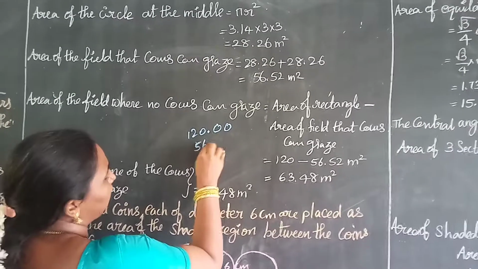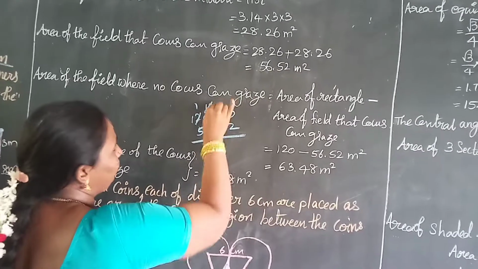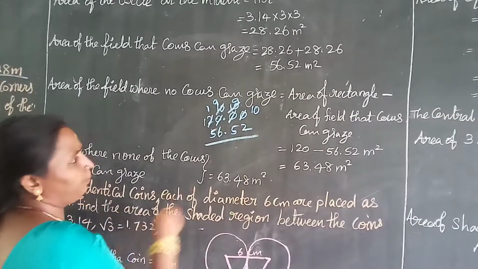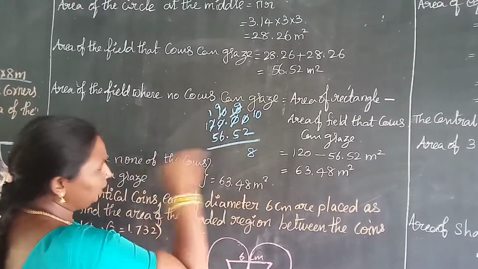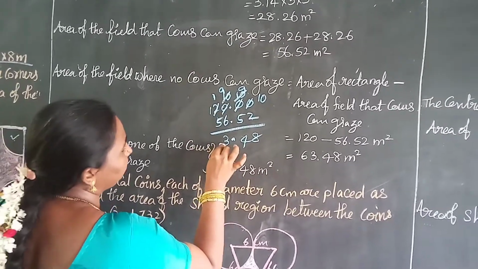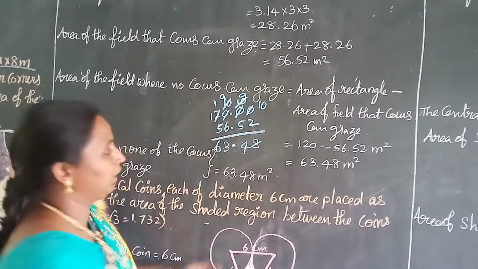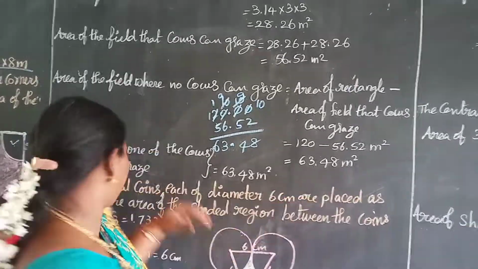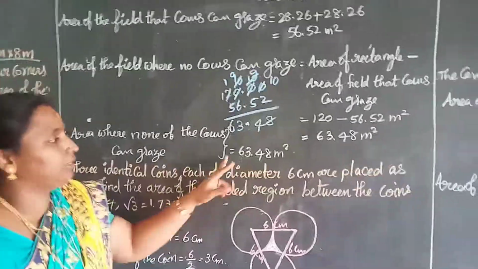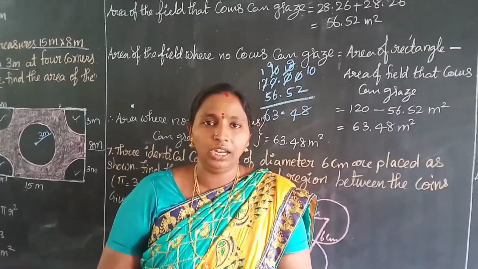120.00 minus 56.52. So borrow from here, 1 to become 10. Borrow from this, here you get 10, here will be 9, here 10, 9. Subtract 2 from 10, now you get 8, 5 from 9, 4, 6 from 9, 3, and 5 from 11 will get 6. So you will get 63.48 meter square. So the area where no cows can graze is 63.48 meter square. So I think you have all understood the sum. Thank you.